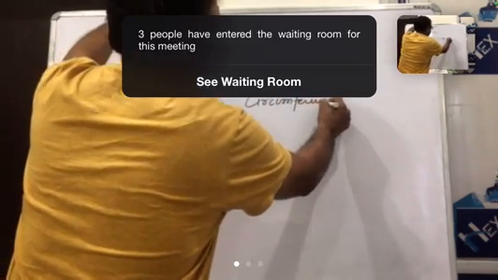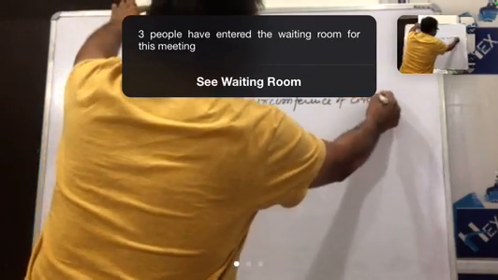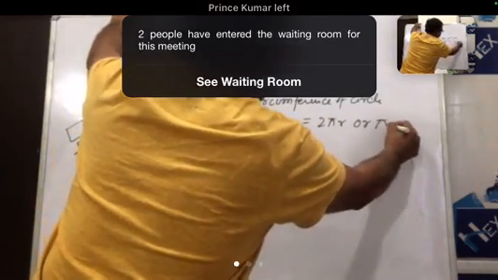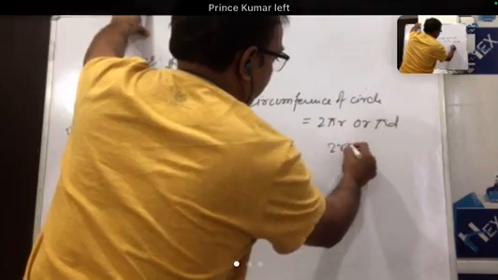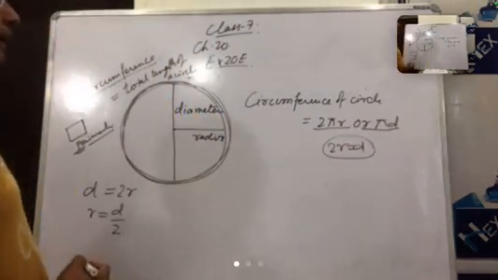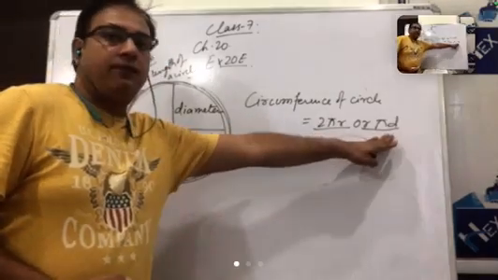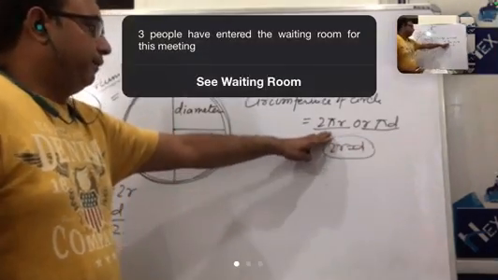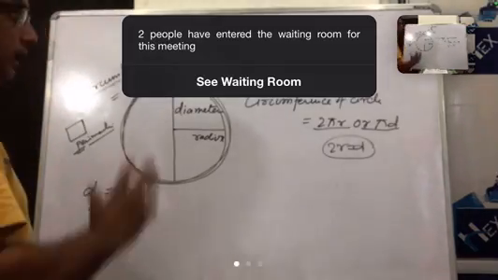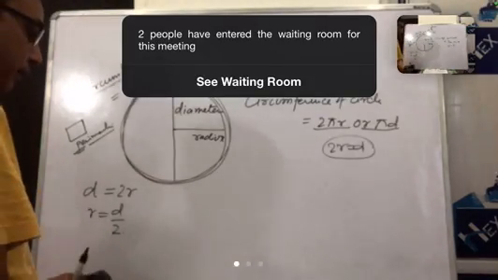So the formula to find the circumference of a circle is equal to 2 pi r or pi d, because we know that 2r is equal to d, so we can use either. If the diameter is given, then you can use the direct formula, that is pi d, and if the radius is given, then you can use 2 pi r. It is clear now.